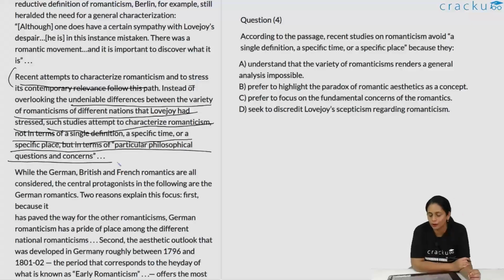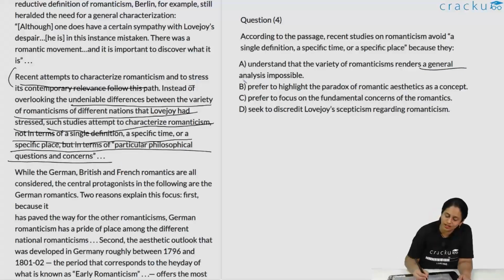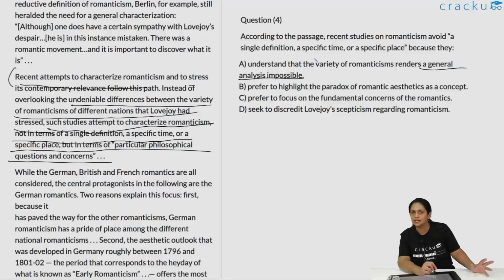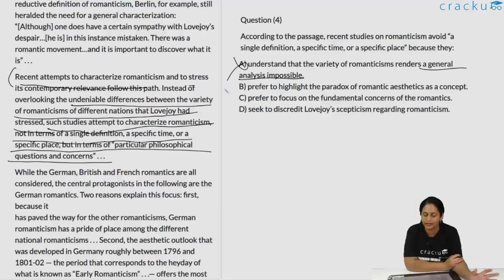So let's take a look at the options. Understand that a variety of romanticisms renders a general analysis impossible. This is an exaggeration. General analysis is impossible. It is difficult. It was simpler if you go by the way of questions, but it is not impossible if you go by the way of the different romanticisms that are involved. So because this is an exaggeration, A can be eliminated.